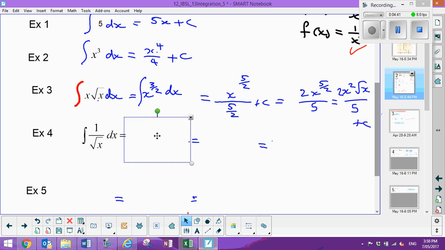Here, 1 on root x, same story. Turn it into a power. So we've got x to the minus a half. Square root is a half, on the denominator makes it minus a half.